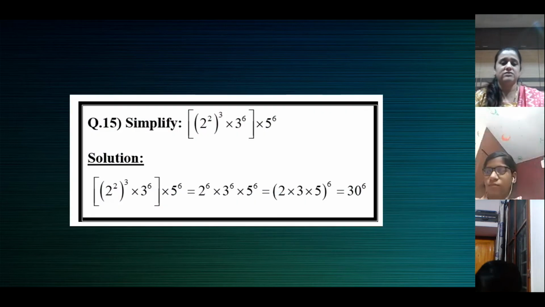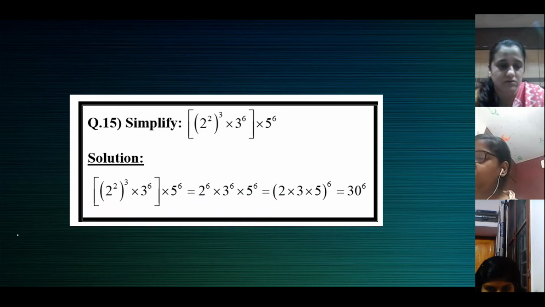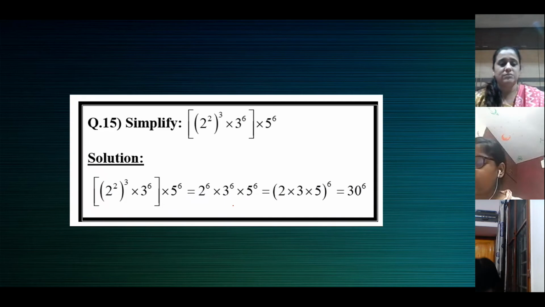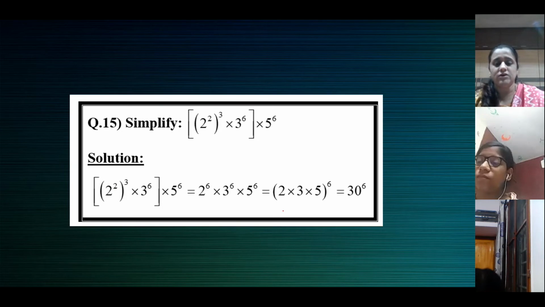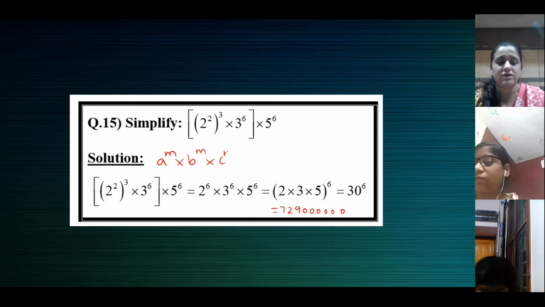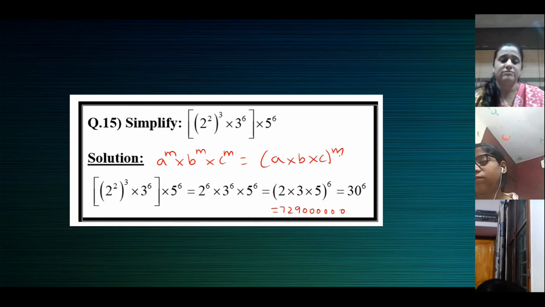I'll show you the answer slide. If you want to state the law, same thing you can see here. So 2 into 3 is 6. Same thing. And if you want, you can write the answer 729 followed by 6 zeros. You can give that answer. And the rule is a to the power m into b to the power m into c to the power m is equal to a into b into c, the whole power m. If you want to, mention the law.